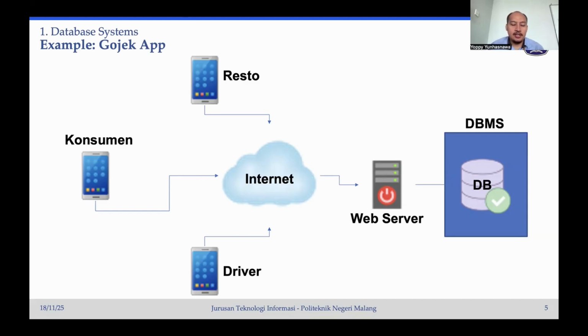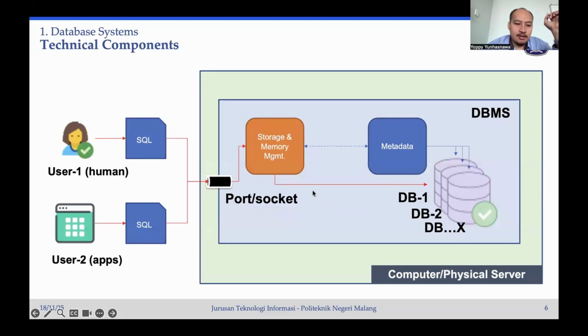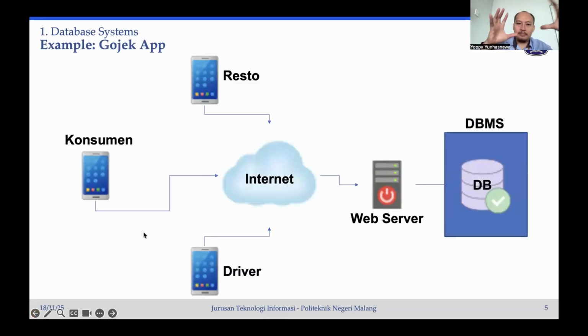These applications send data through the internet, which is accepted by a web server, and then the web server will send the data to the database itself. This is one example of a database system. Why a database system? Because the system will not work properly if you turn off the database, right? So Gojek will not work properly if you remove the database from the system. And that is the general perspective.